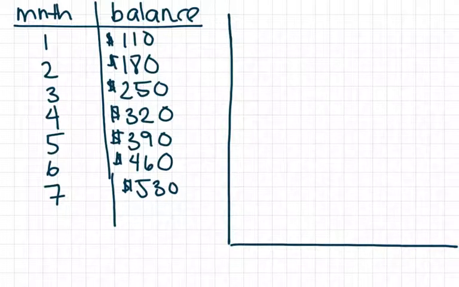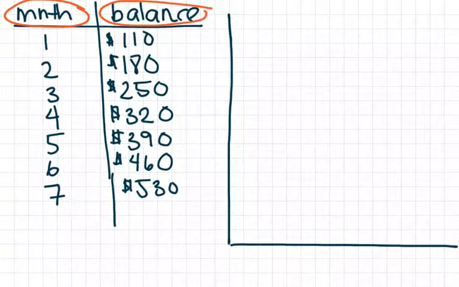So in general, whenever you're labeling a graph, we have to label one of the axes months and one of the axes balance. If you don't remember this from grade 9, the bottom axis is always called X. So I'm going to put an X there. And the vertical one is always called Y. So the rule of thumb is when you've got a table of values like this, the one on the left is usually X and the one on the right is usually Y. So that's exactly what we're going to do. Month is going to be X and balance is going to be Y.